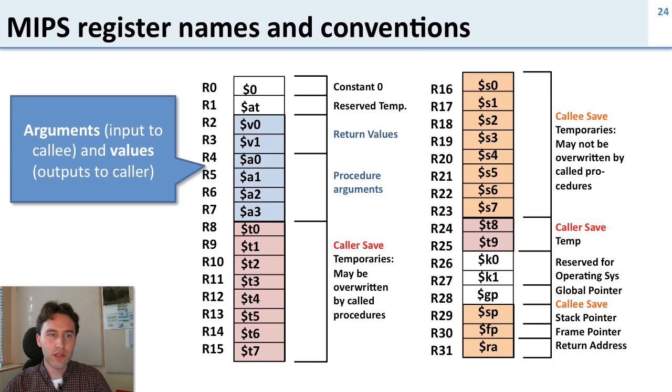And then we have a few other special registers: V0, V1, and A0 through A3. These are where we store arguments and values. So the arguments are the inputs to the procedure that we're calling, and the values are the return results. So this is how we make sure that the procedure knows where to get its inputs and where to put its outputs.